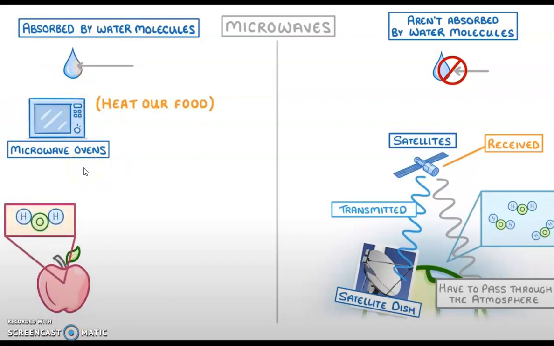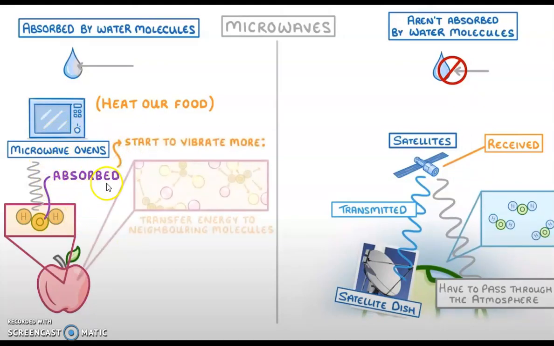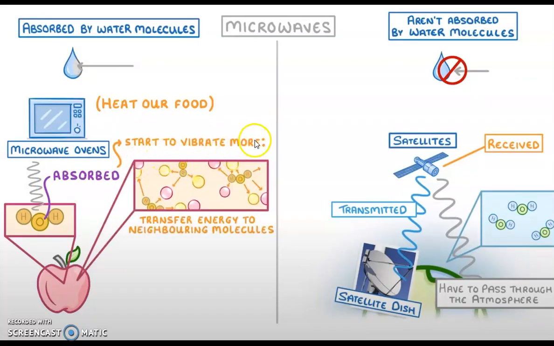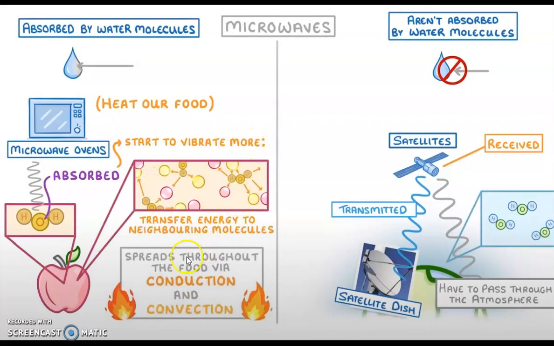Of course, we heat our food as we normally do at home. We use microwaves at home for our day-to-day activities and to meet our needs. So it is absorbed, and what we mean by absorbed is that the molecules start to vibrate more, so there is a transfer of energy to nearby molecules, spread throughout the food by conduction and convection. And this is exactly what I would like you to pay good attention to as we go through this video.